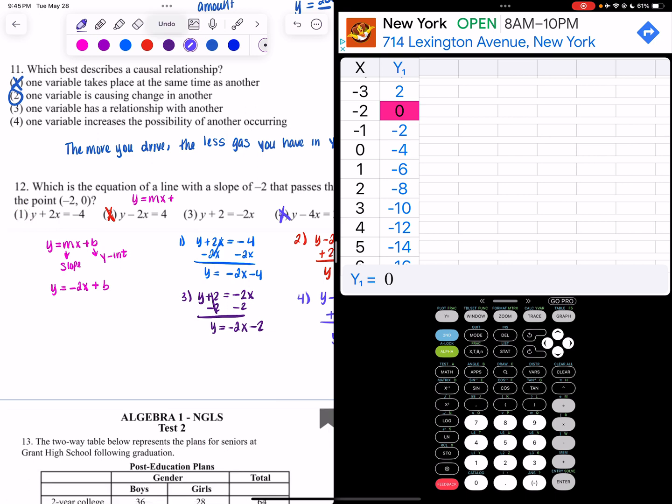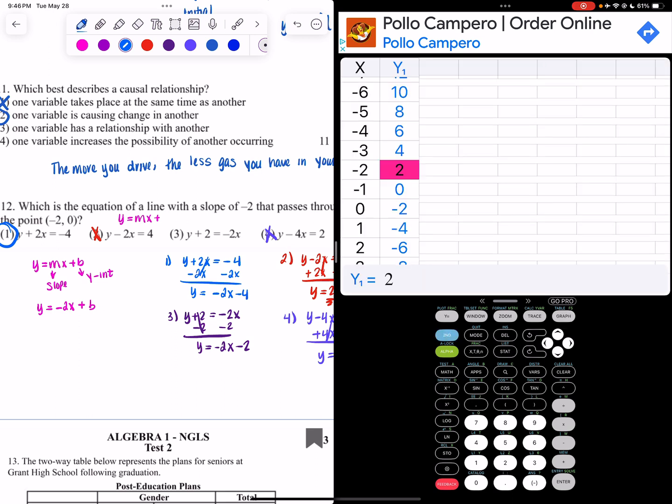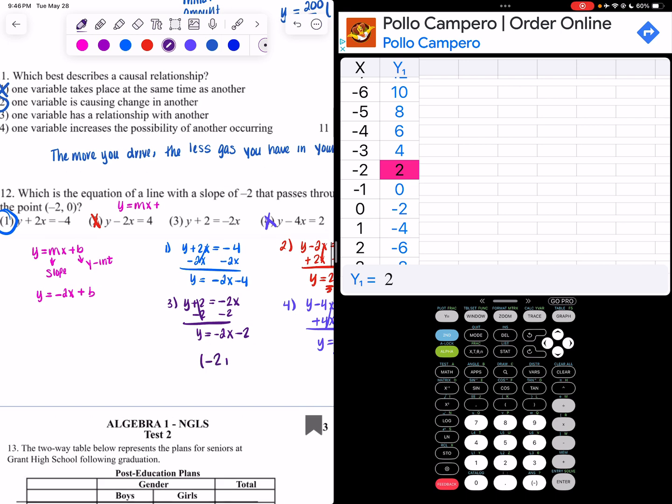Now, if I look at choice 3, which we said could be the answer, but we now know it's wrong because it has to be choice 1, I'm going to type in -2x minus 2, and then hit second graph. And if I look at -2, I don't get 0, I get 2. So that is why it cannot be choice 3, because at choice 3, I get (-2, 2).